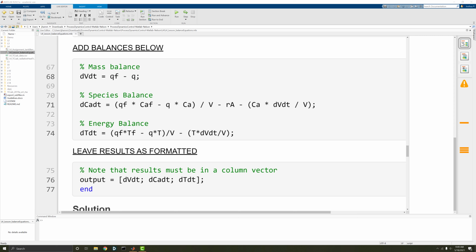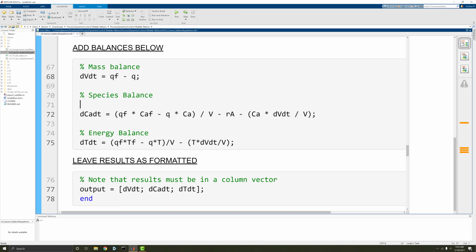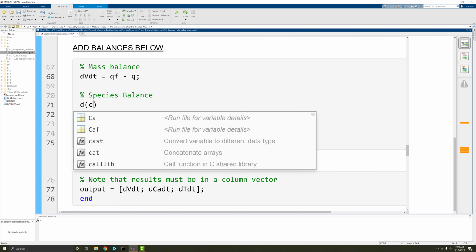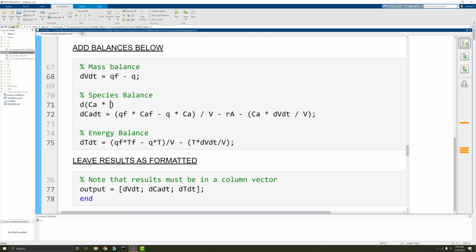It's actually a volume balance, I guess you could say, because volume is conserved in this case since we have constant density. Next, we have our species balance and our energy balance. Both of these are going to use the chain rule since we have concentration and volume changing per time. Or in the energy balance, we similarly have two variables changing per time. We could write this species balance, for example, as the change in dCA, concentration, times V, dt.